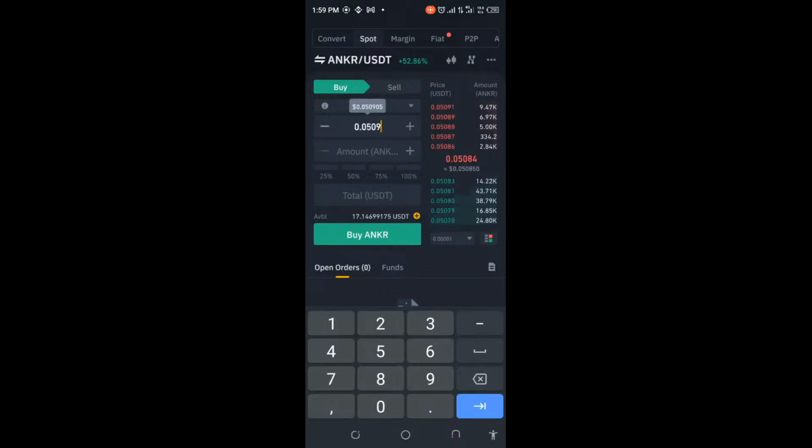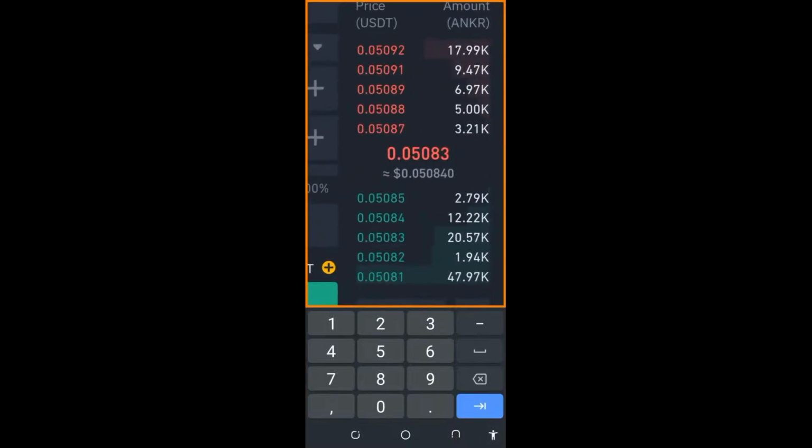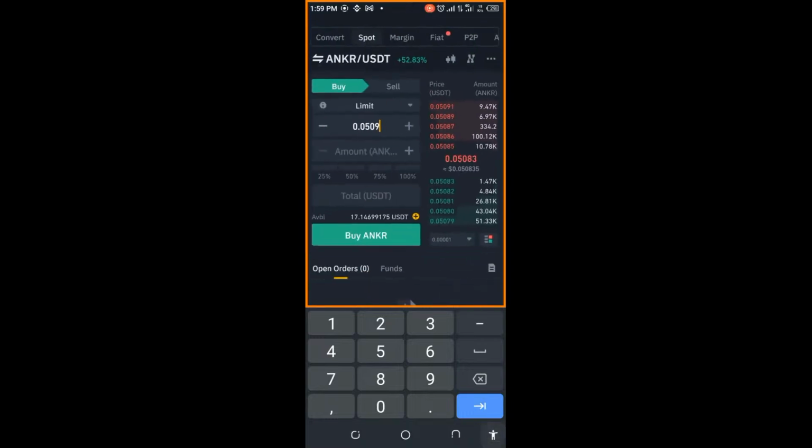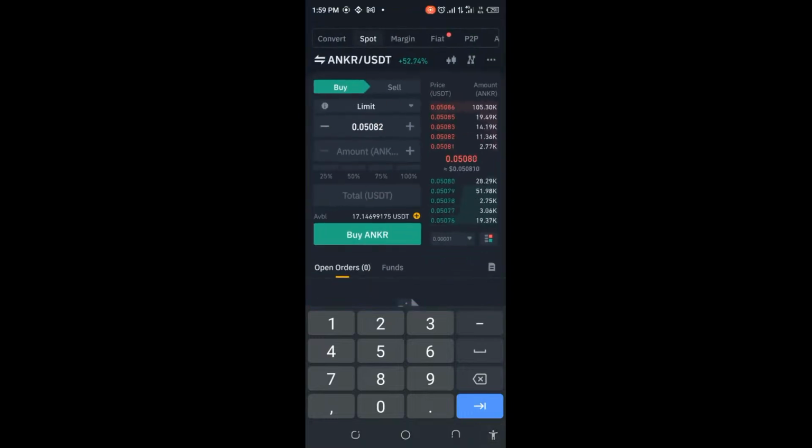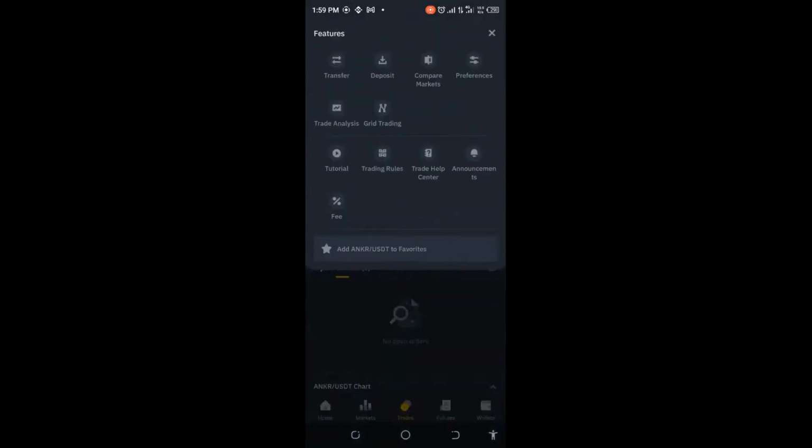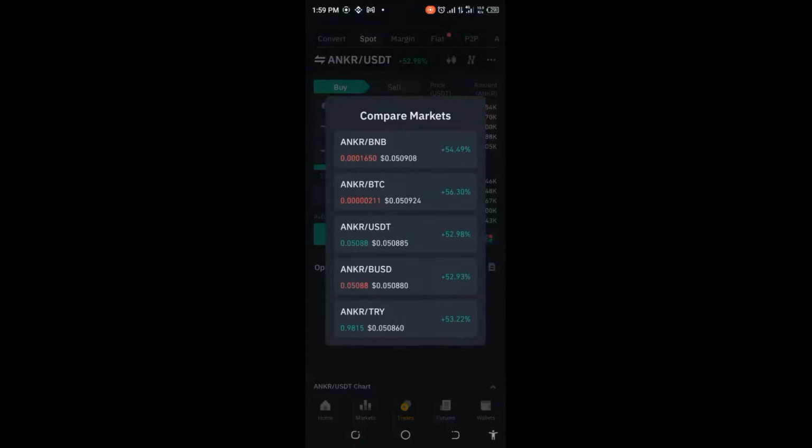0509. Okay, what's the current market price? Okay, it's 0508. As you can see, 0508. It's already back to that. So if I just do a little simulation just to see what I will get, let's copy that. Okay, this is on 05082. Okay, so let me go sell that to the BTC market.